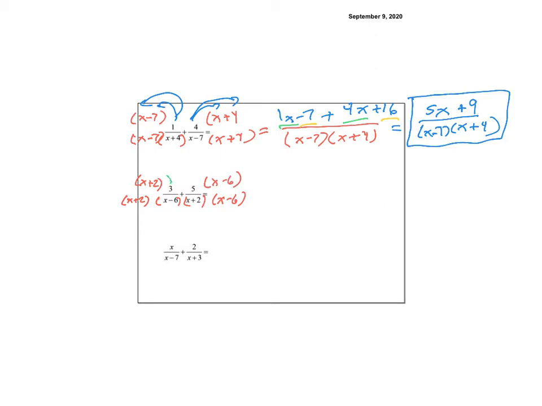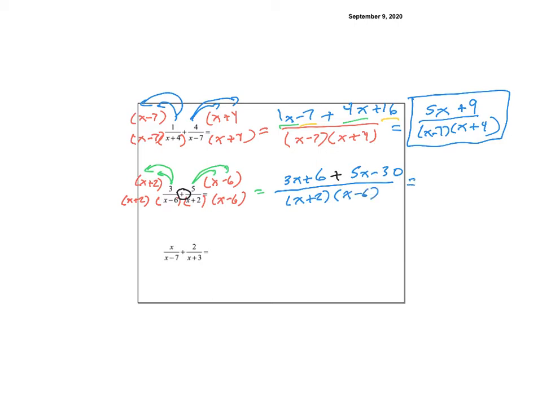Alright, use your distributive property, distribute the 3 through. Use your distributive property, distribute your 5 through. So now doing so, distribute the 3 through, we get 3x plus 6. Don't forget the sign in here that goes in between, plus. And then distributing that 5 through on that next set there, we get 5x minus 30 all over the common denominator of x plus 2, x minus 6.